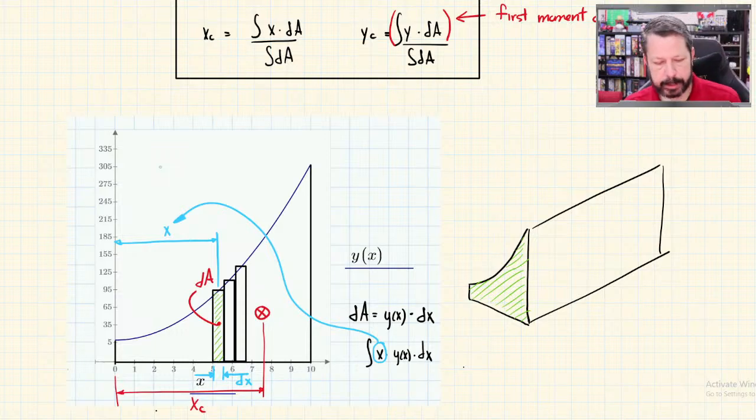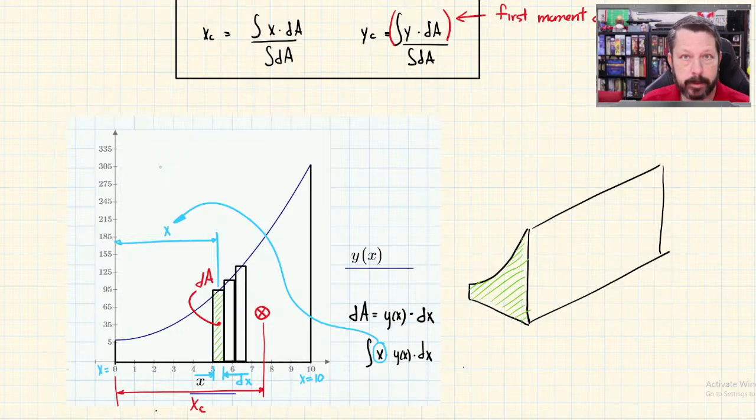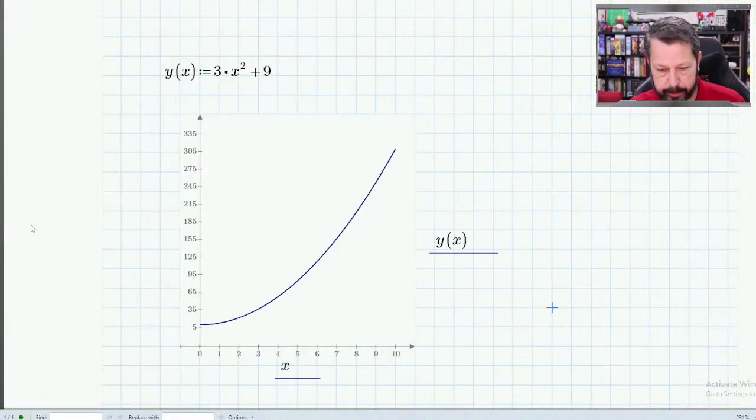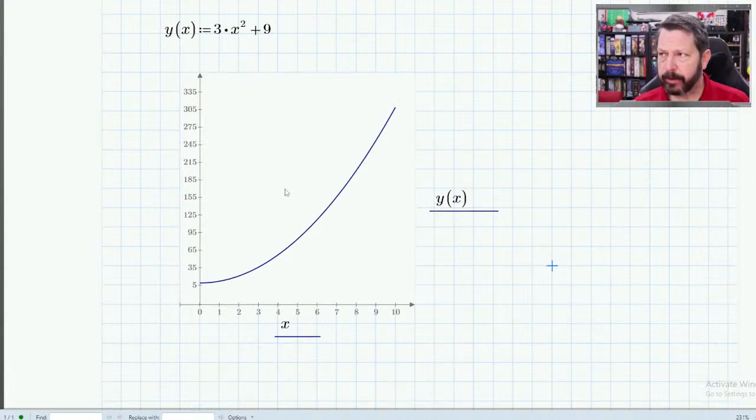Okay? So that's just going to be a variable that goes from x equals 0 to, I've got it set right now to x equals 10. So that's going to be my limits of integration on my integral, however wide this beam is. All right, now let's go to MathCAD and see if we can get this thing to do what we want it to do. All right, so there's kind of our graph of our top surface anyway.